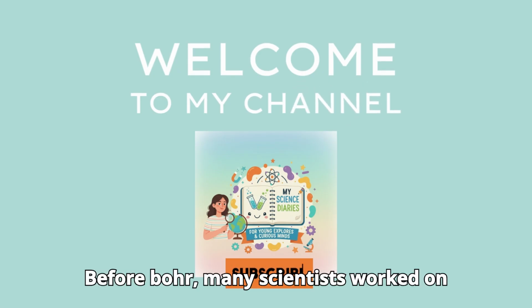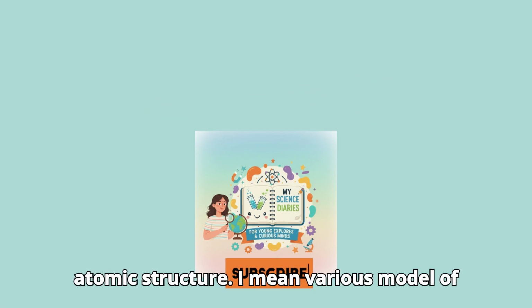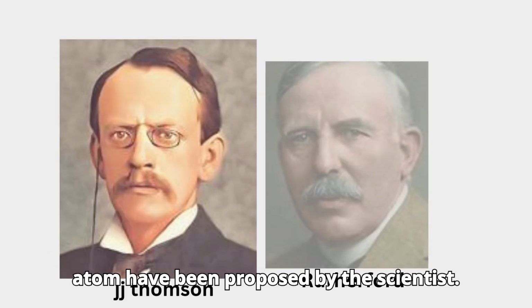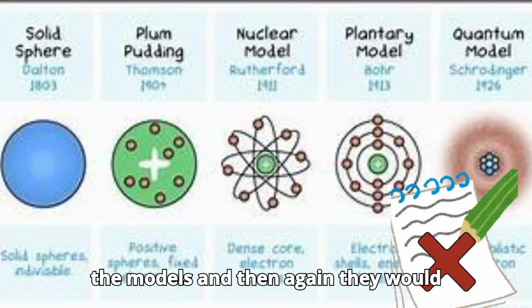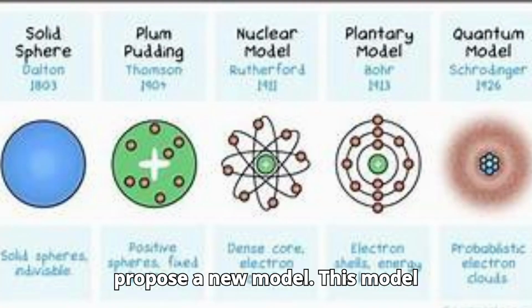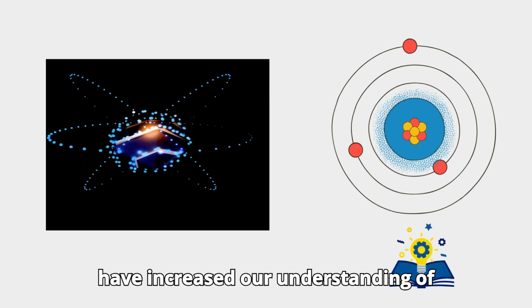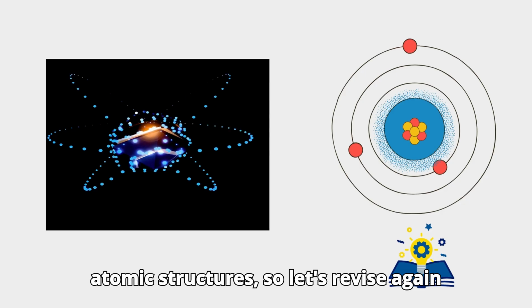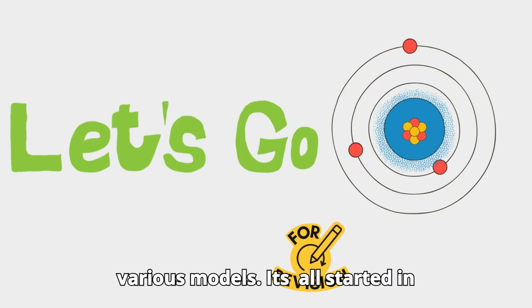Before Bohr, many scientists worked on atomic structure. I mean, various models of atom have been proposed by the scientists. They would do experiments and disprove the models, and then again they would propose a new model. These models have increased our understanding of atomic structure. So, let's revise the various models again.